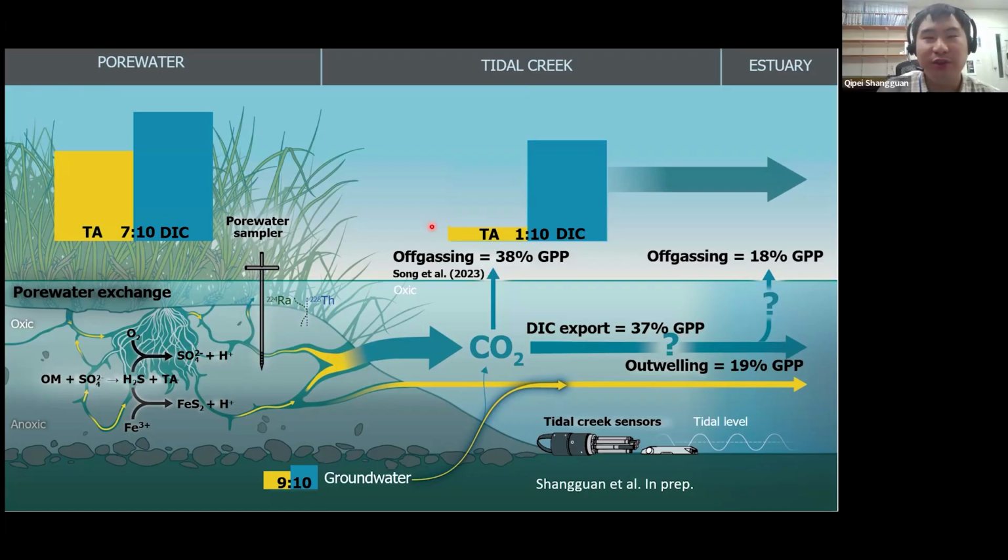This is very different from open ocean studies, where we commonly think alkalinity is more conservative than DIC, but the marsh is a unique environment with large redox gradients and sulfur reactions that actually make alkalinity less conservative.